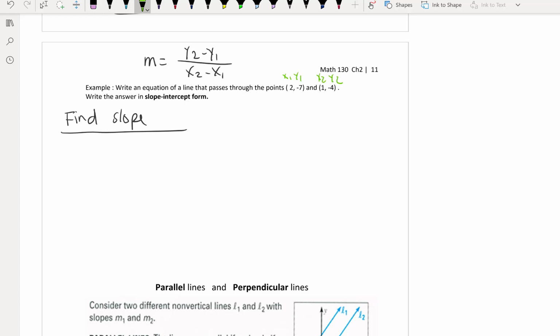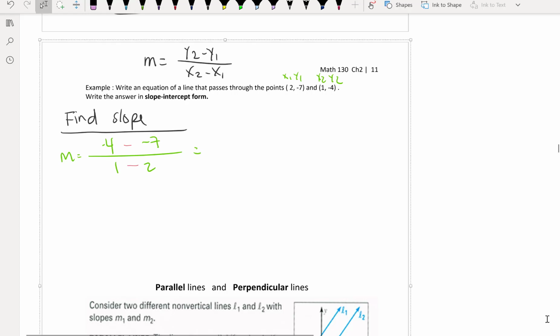x2, y2. So then my slope value, and don't forget I have subtraction, so y2 is a negative 4, y1 is a negative 7. x2 is a positive 1, and x1 is a positive 2. So on my fraction, I have a negative 4 minus a negative 7, and a 1 minus 2. So when I reduce my fraction, I'm going to get a negative 3. So I get that m is equal to a negative 3.